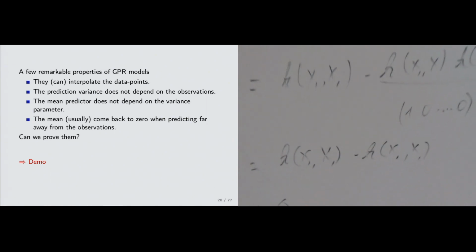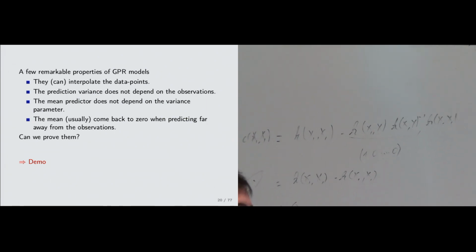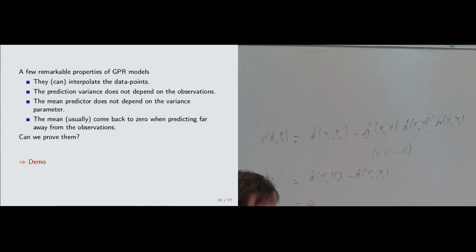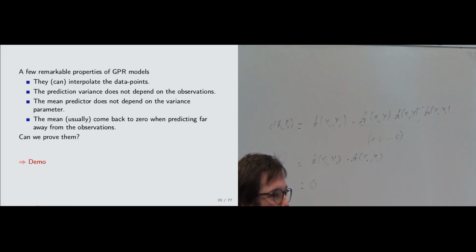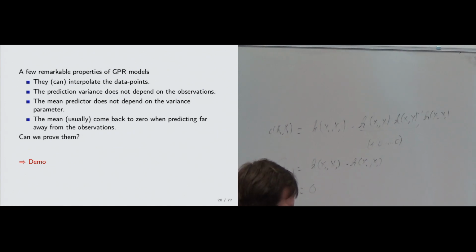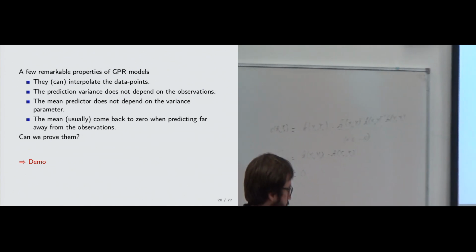So that's why our models interpolate the data points, and they know that they interpolate. The prediction variance is 0. They are sure about the value there because you just gave them one observation point. Right?